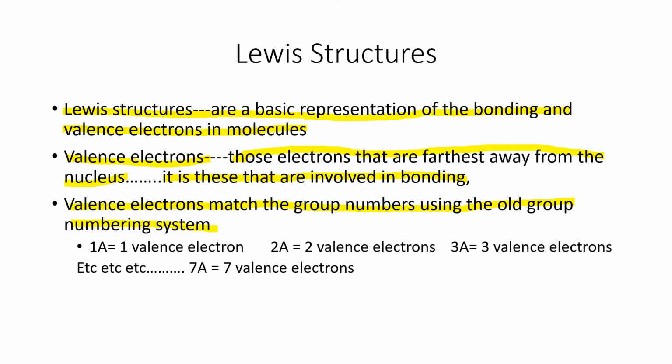And it's very easy. Things in group 1A have 1 valence electron. 2A, 2 valence electrons. Things in group 3A will have 3 valence electrons. And this goes on and on. Group 4A would have 4. Group 5A would have 5. Group 6A would have 6. Group 7A would have 7 valence electrons. That's why everybody still uses the older numbering system, because it gives you very quick and easy access to how many valence electrons you're looking at.